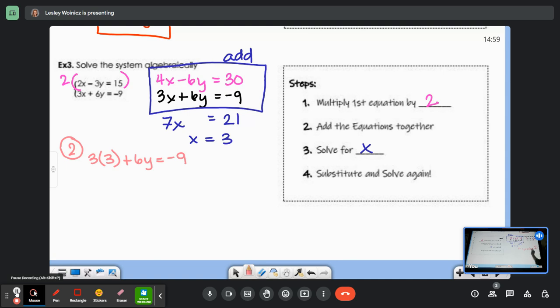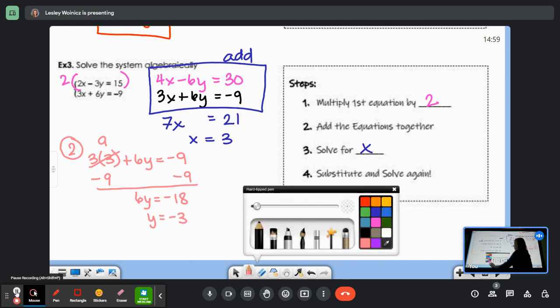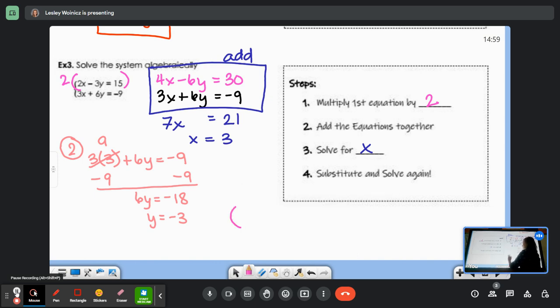Okay, 3 times 3 is 9. So I'm going to subtract away 9 from both sides. That gives me 6y equals negative 18. Divide both sides by 6. Negative 3. Okay, so make sure you write your points in the correct order. It should be 3, negative 3. That's it. What do you think?